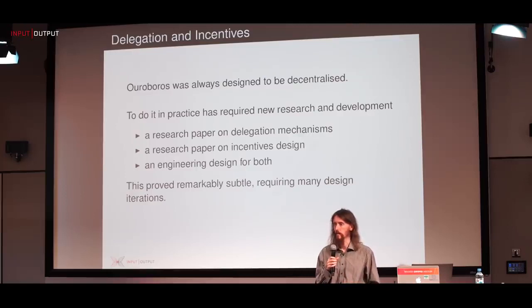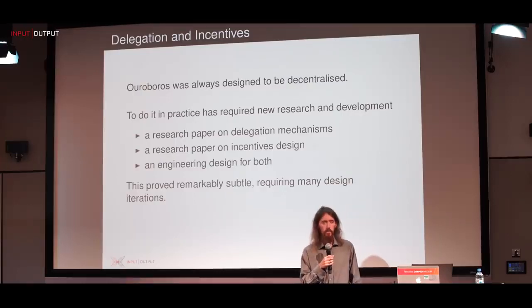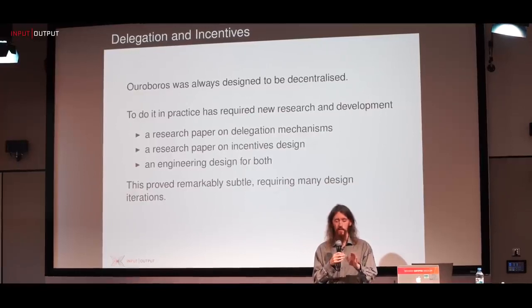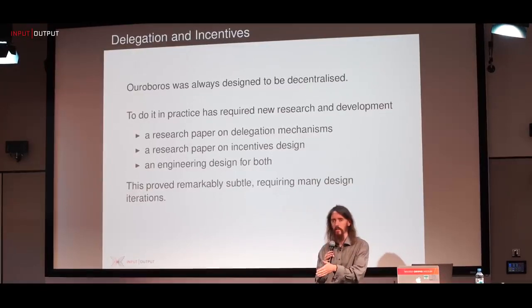And then an engineering design for both of these things. An engineering design that covers how to do delegation and incentives, based on what the researchers have worked out. And this turned out to take a long time. It proved to be quite tricky, quite subtle, and it required lots of iterations going round and round, because there are some quite difficult trade-offs. There's no one clear solution that just satisfies all the requirements. There are a lot of requirements for decentralization and incentives that pull against each other.